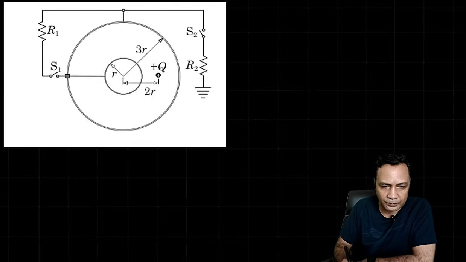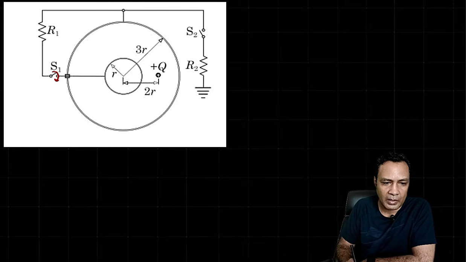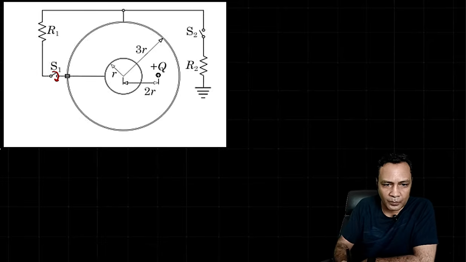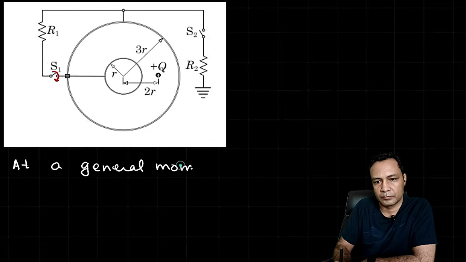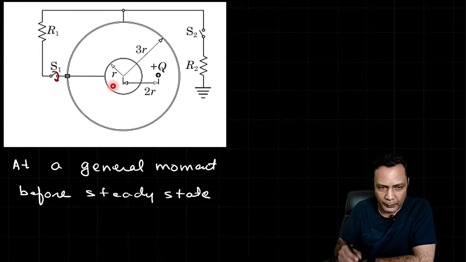So that is the picture. Before steady state, suppose we close S1 here, and some charge flows between these two. S2 is open. At a general moment, before a steady state is obtained, charge distribution would have happened.